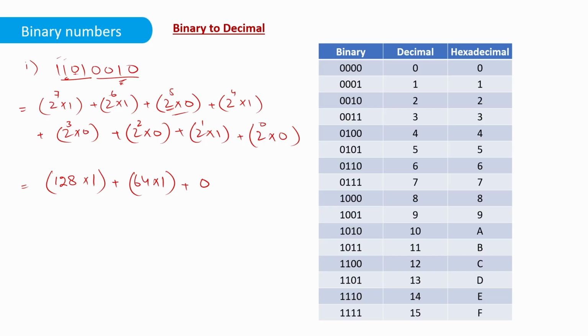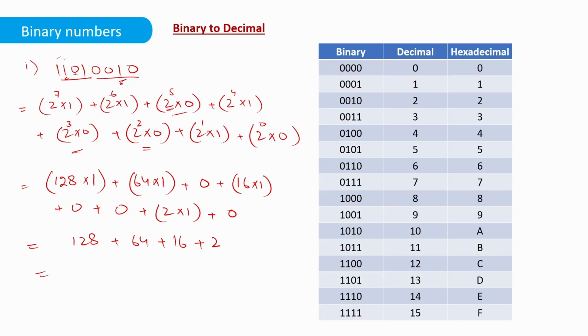Now 2 power 4, this is 16. 2, 4, 8, 16. Yes, 16 times 1. Okay. Plus this will be 0. Again, this will be 0 plus 2 times 1, and the last one will be 0 again. Okay, so this becomes 128 plus 64 plus 16 plus 2. So when we add all these numbers, we will get our result.